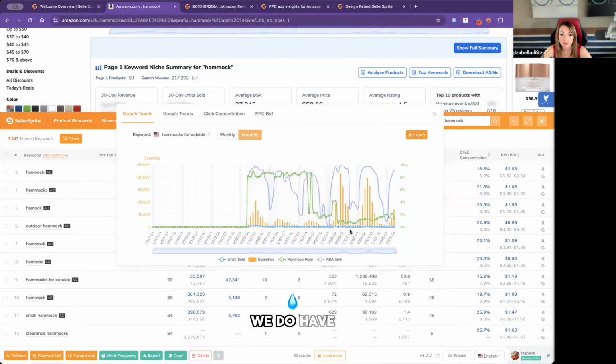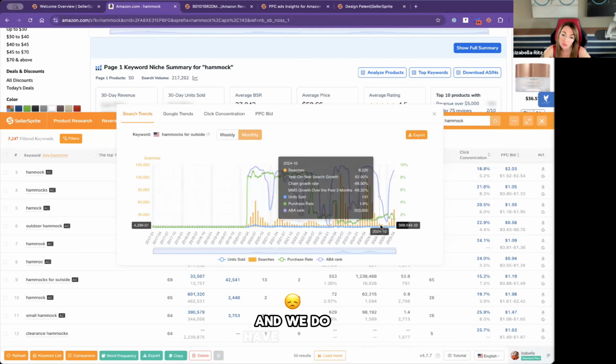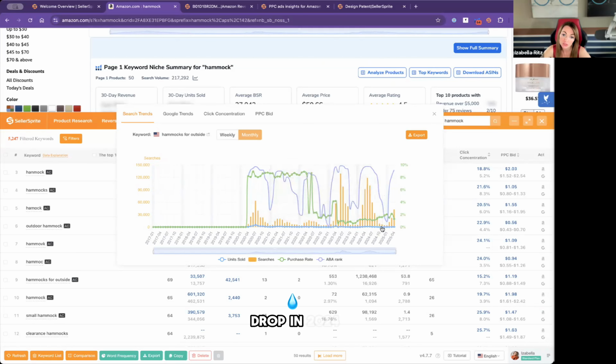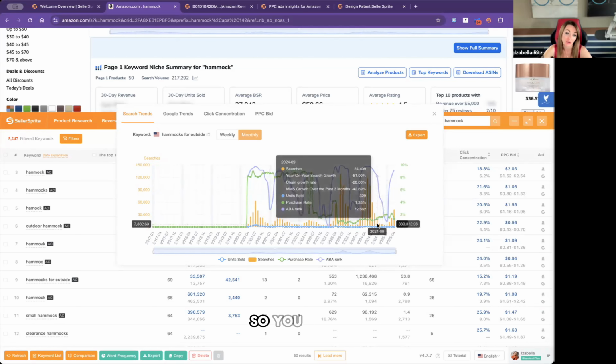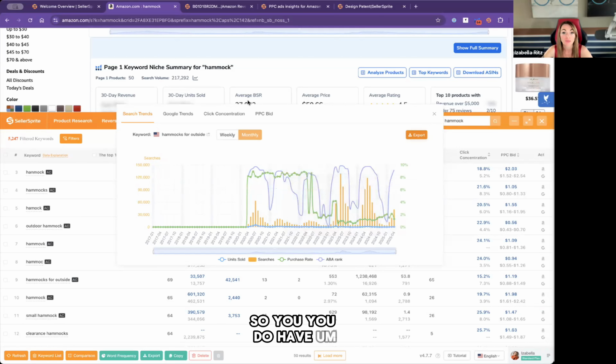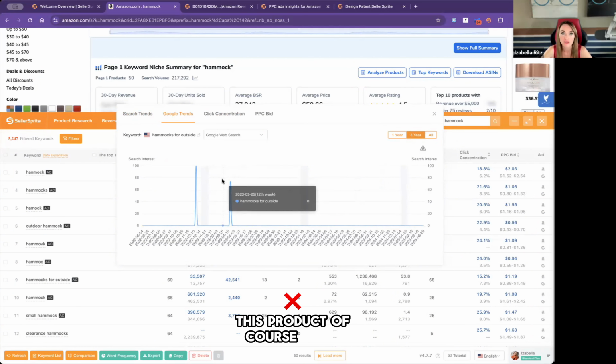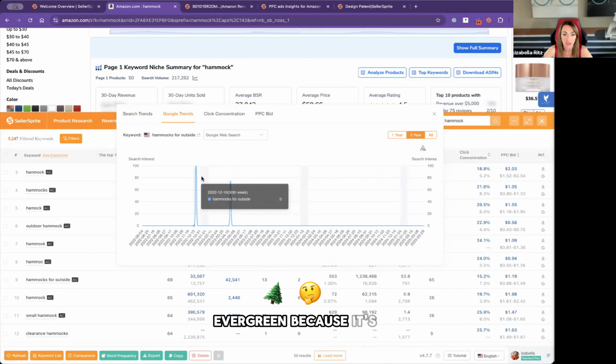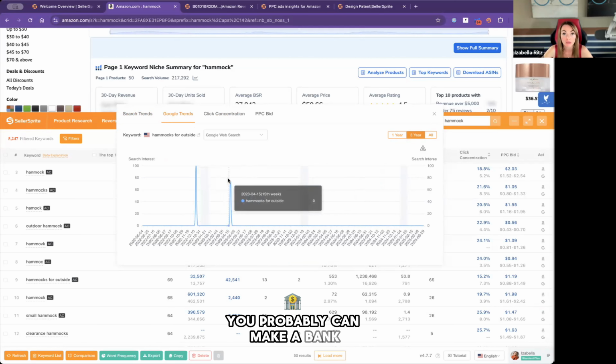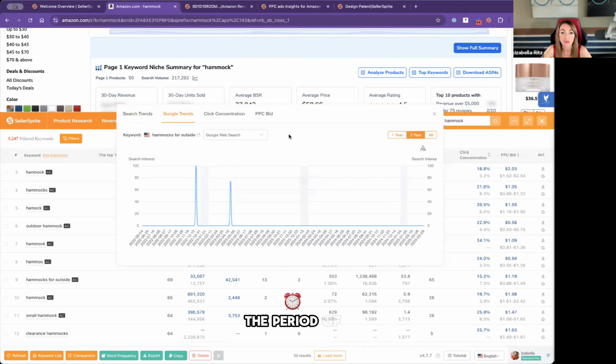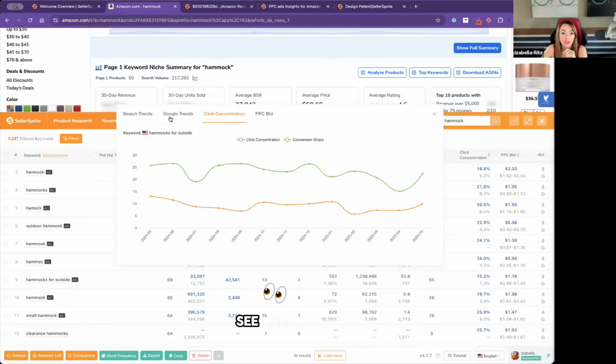We do have a drop in 2023 during the fall, and we do have a very bad drop in 2024 during the fall again. So you can find out here that this product, of course, is not evergreen because it's a hammock. But at the same time, you probably can make a bank with this type of product over the period of time when it's in trend, right? When it's in season, and then you can move on to a different product. Depends on your strategy. You can see here Google Trends.